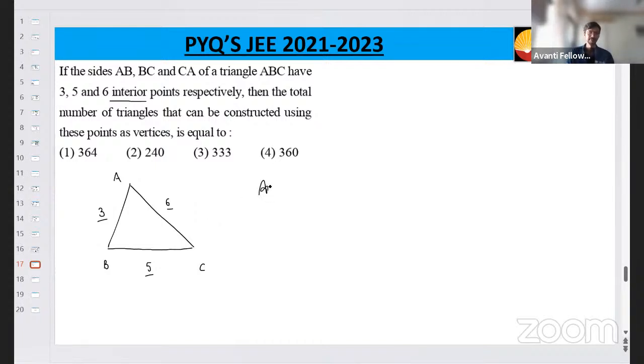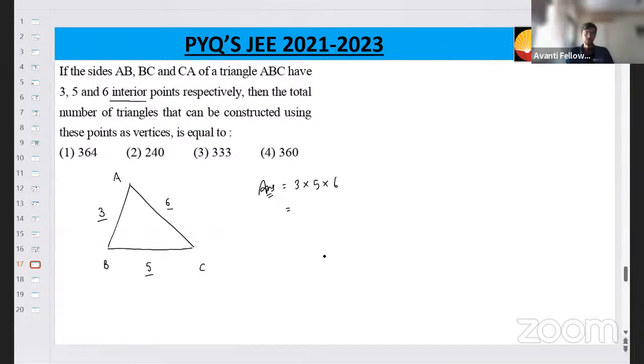So number of triangles will be सब में से एक एक point लेना है. So 3 into 5 into 6, which is 6 5 is 30 into 3. Then the total triangles we can form using these points as vertices. The total number of triangles that can be considered using these points as vertices is equal to.